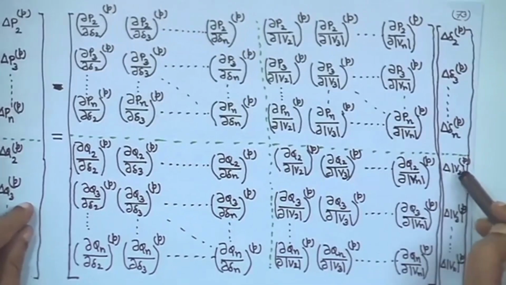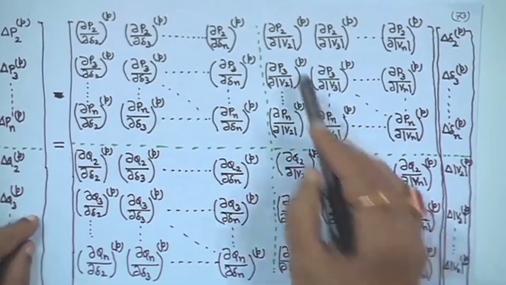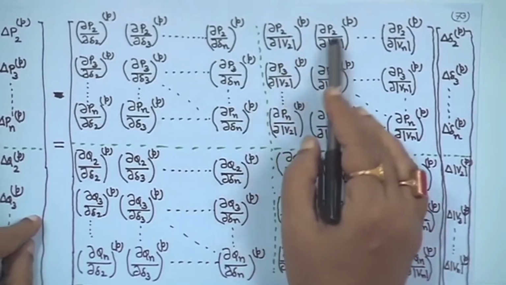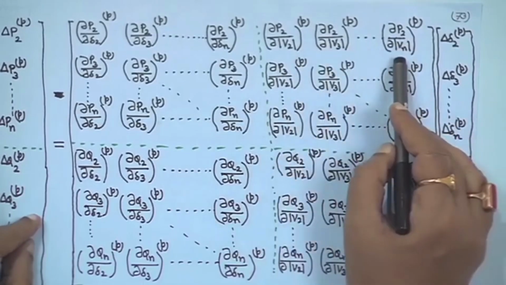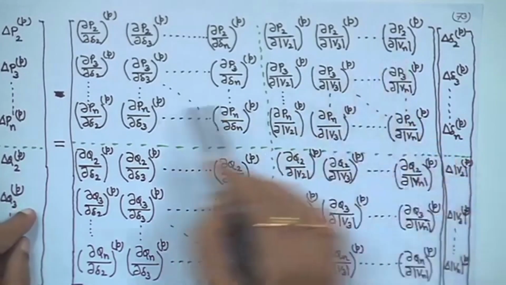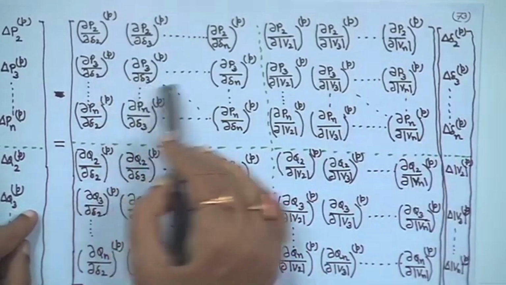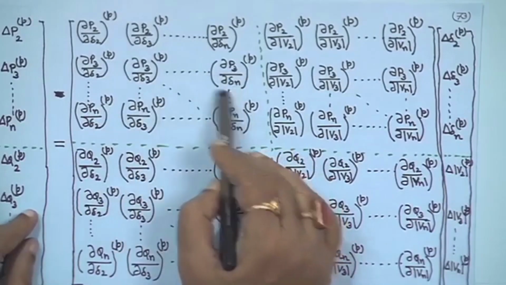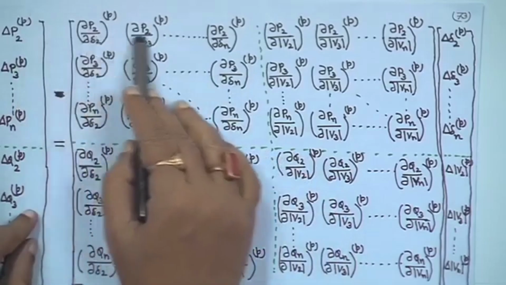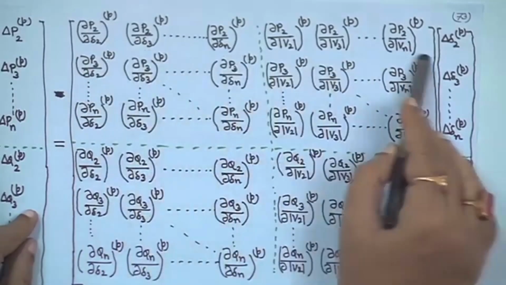The next ones are delta V2, delta V3, delta Vn; these are all changes in magnitude, right. And then delta P2 upon delta V2, delta P2 upon delta V3, delta P2 upon delta Vn; these are magnitudes, but I'm not telling it again and again, understandable, right. Similarly, delta P3 upon delta delta2, delta P3 upon delta delta3, delta P3 upon delta delta n. That means, when you take delta P2, all the derivatives are with respect to delta2, delta3, delta n.